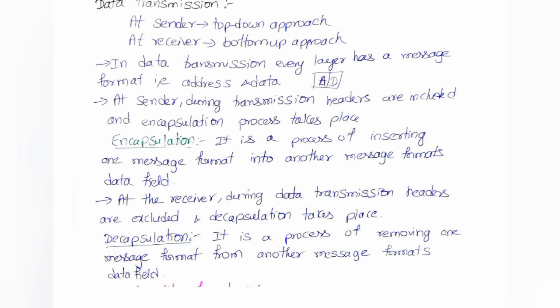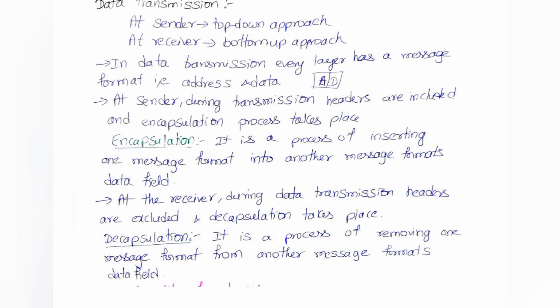Okay. So here at each layer, the message format will be different, right? So we are encapsulating the packets into frames and frames into bits. So encapsulation means it is the process of inserting one message format into another message format, right? So in the network layer, it will be in the format of packets, and in the data link layer, we are again converting it into the format of frames, and in the physical layer, it will be in the format of binary bits.